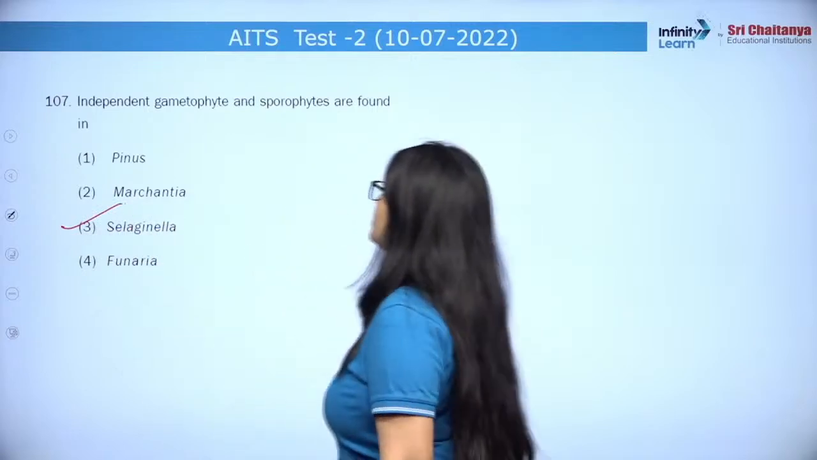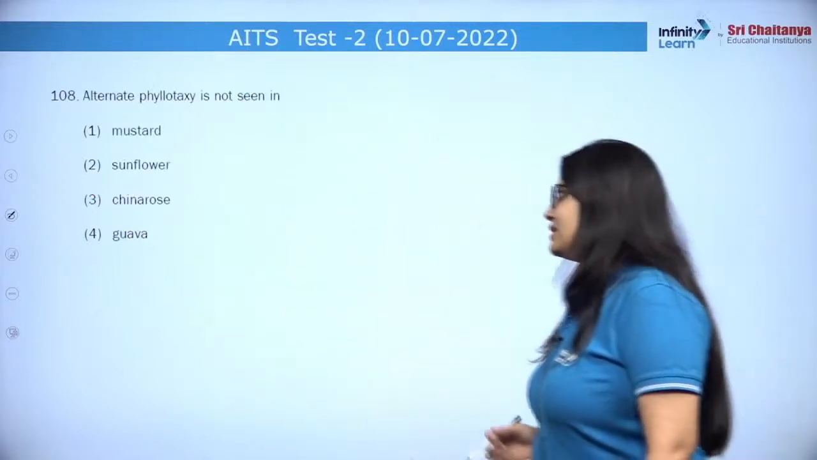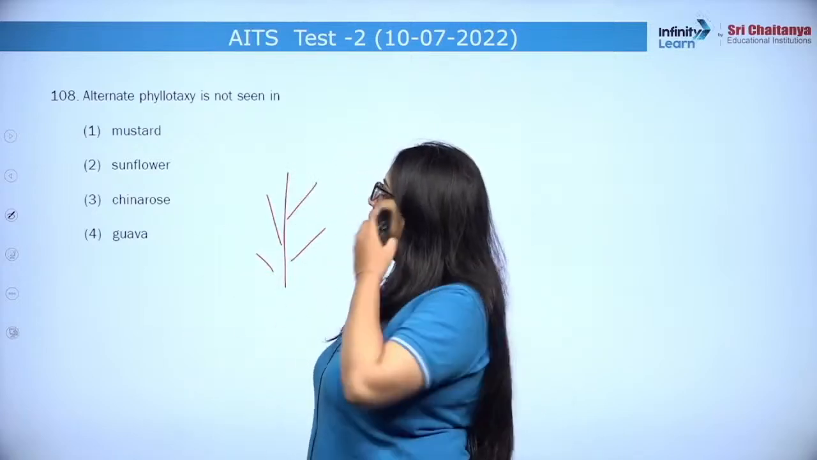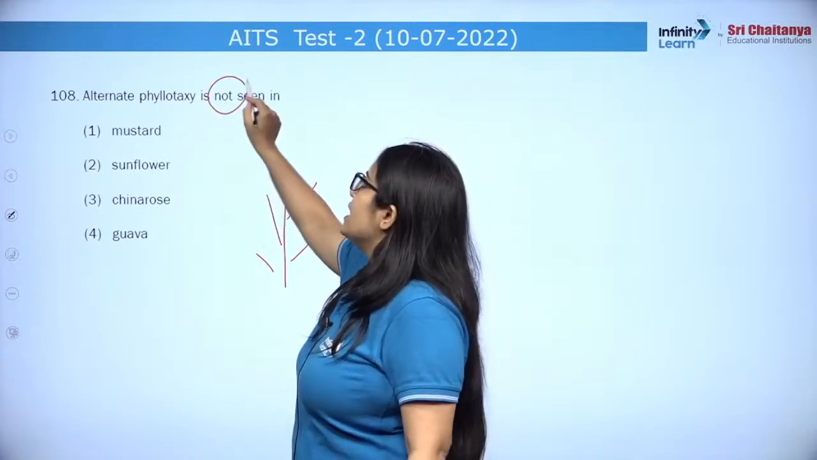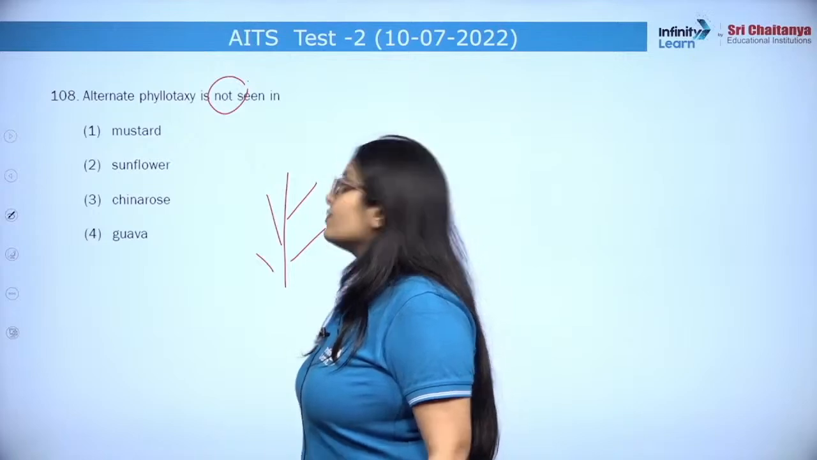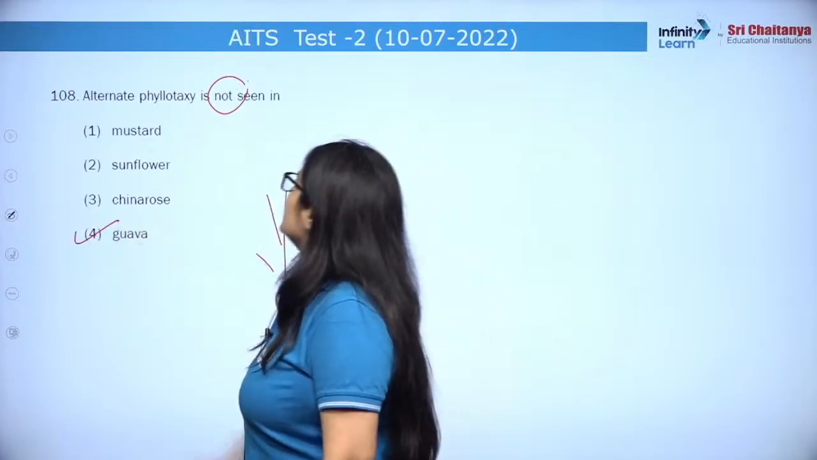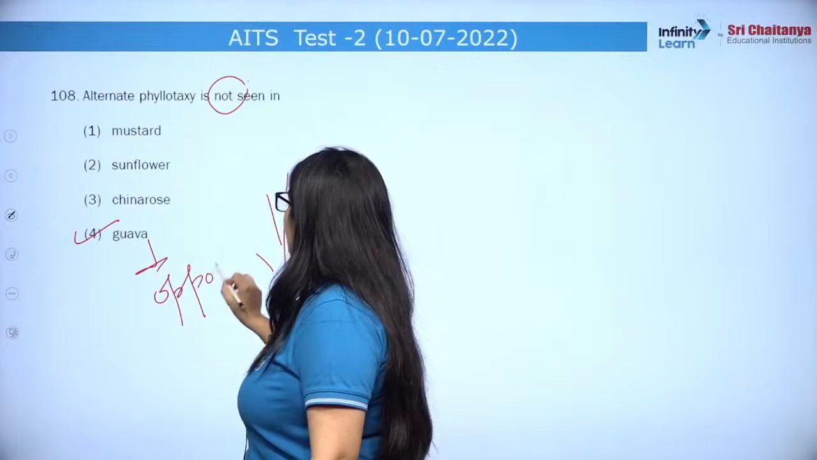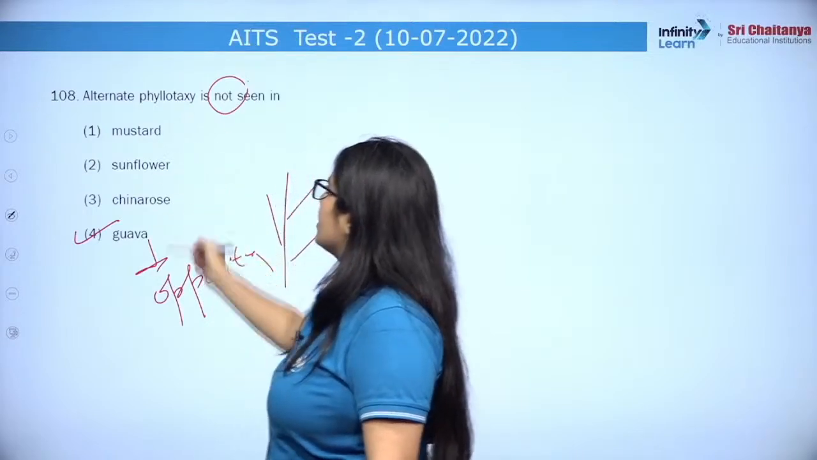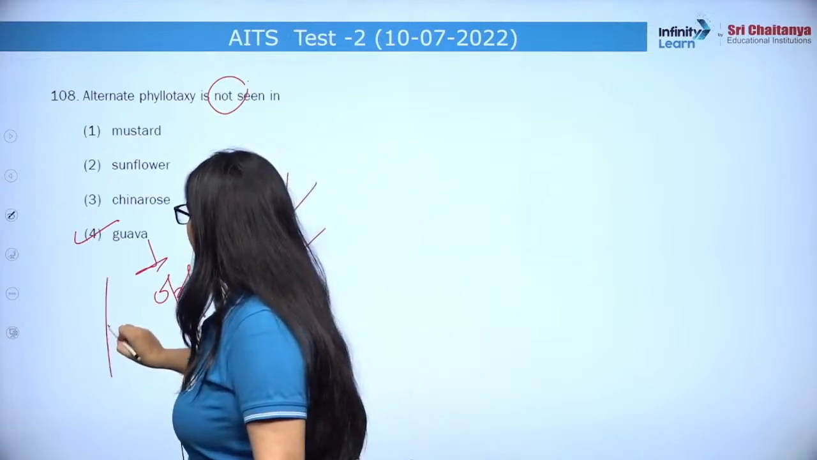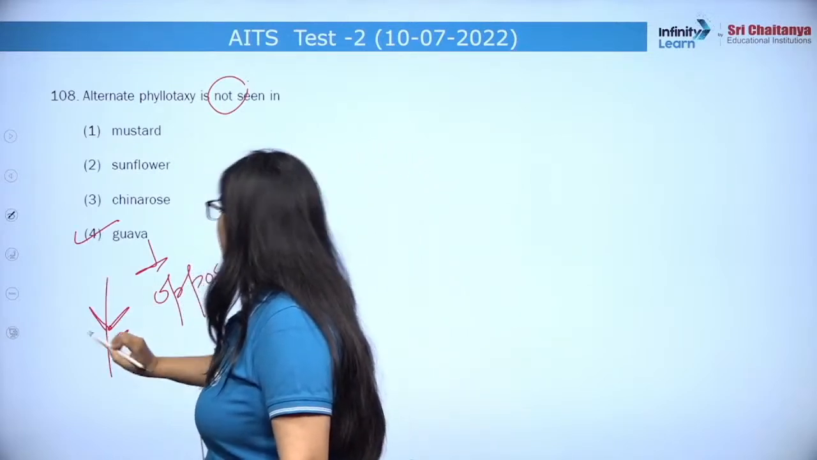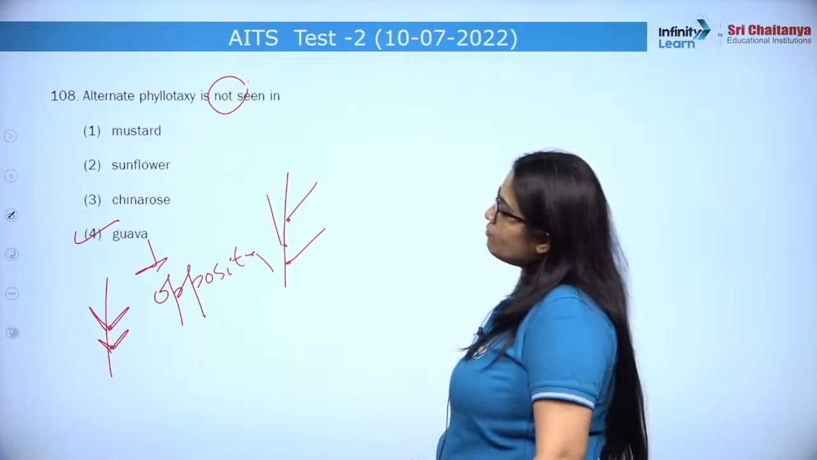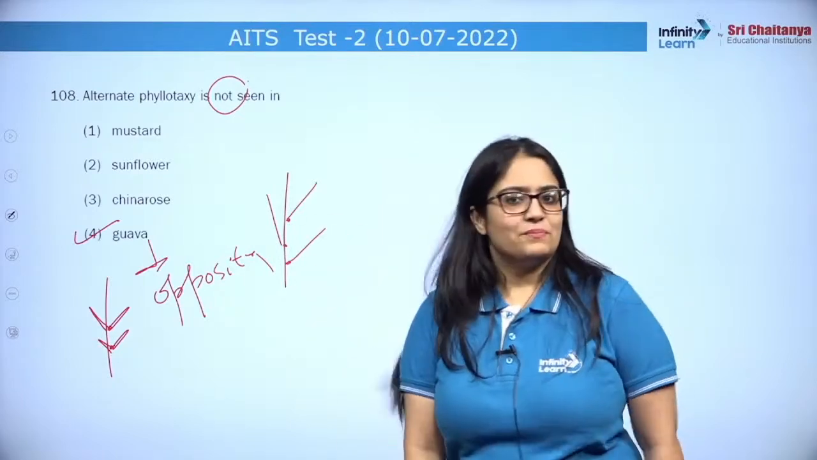Pretty simple. Next question. Alternate phyllotaxy. Please remember, my dear students, alternate phyllotaxy like this, leaves are coming in alternate fashion, is not seen in... It is not seen in guava, right? Because in guava the phyllotaxy is opposite. In mustard, sunflower, China rose, it is alternate. Opposite means from one node like this, leaves will come out, and alternate means like this, from one node only one leaf comes out. So in guava it is opposite, not alternate. Simple. Next question.